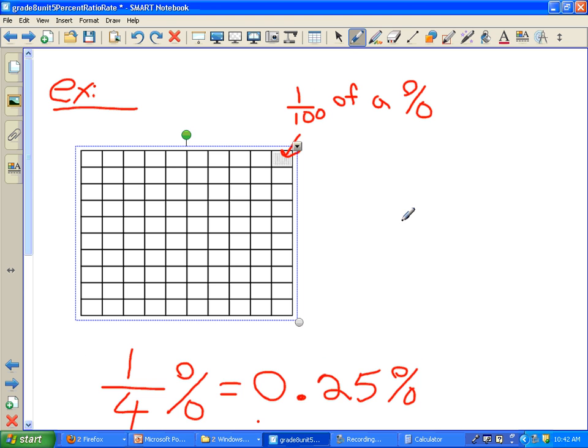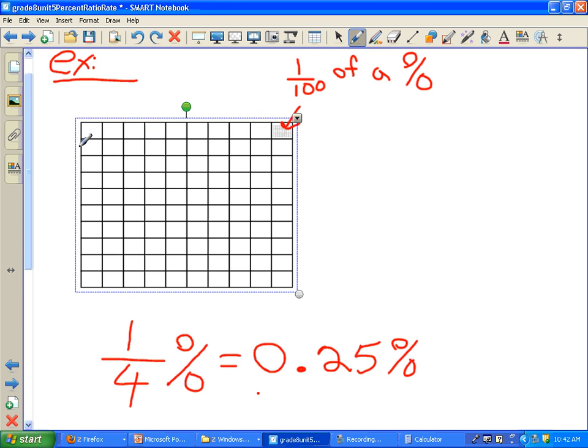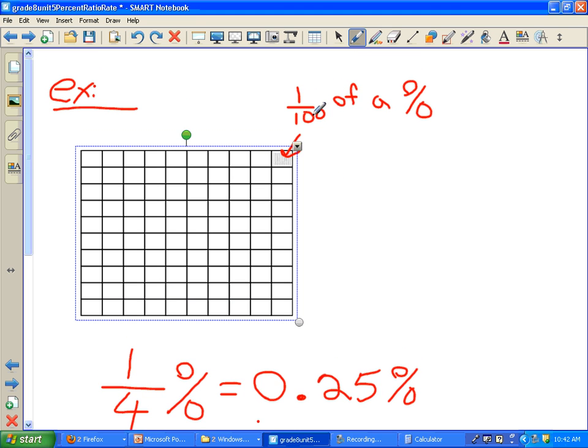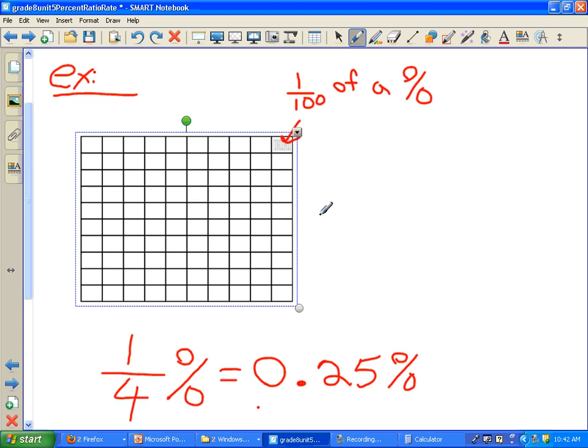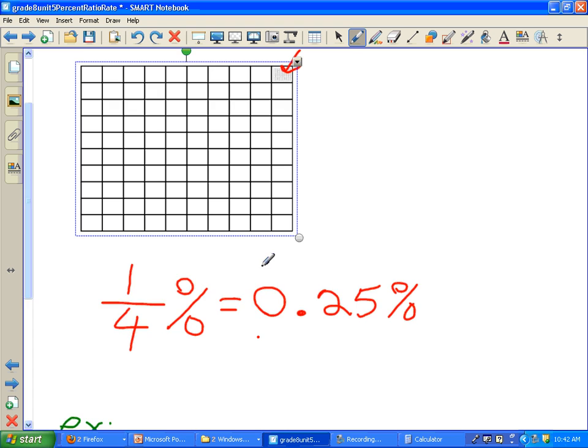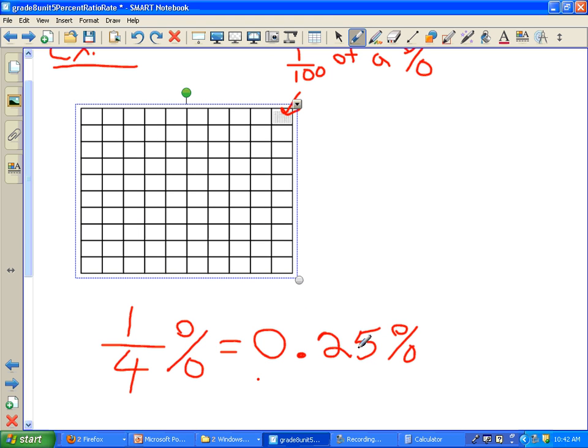Here's another example. If you look at the hundredths grid, you can break up every one of these into something smaller out of 100. So that's only 1/100th of a percent. So 1/4 of a percent would be 0.25%. Okay. Don't forget, when you're changing the percent back into a decimal, you are going to have to shift it to the left two places in order to change it.